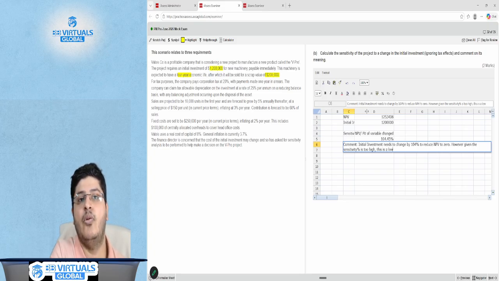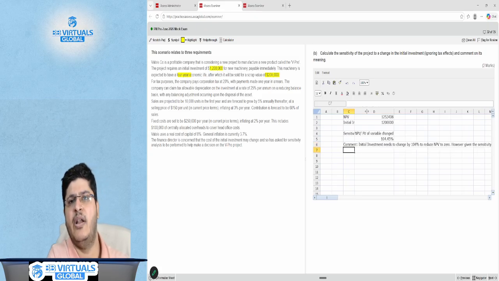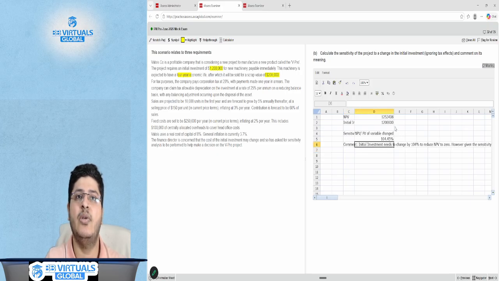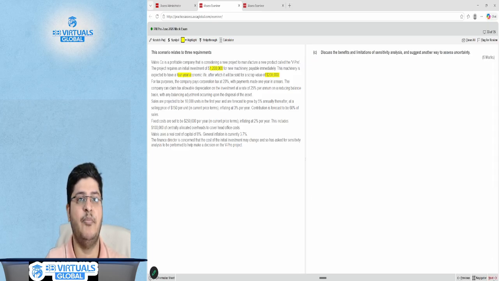this is a low risk variable, given it is highly unlikely for it to change by 104%. You don't have to write a lot. See the marks also, it's only 2 marks, right? 1 mark is for calculation, 1 mark is for the comment. Okay, very simple. Moving ahead.